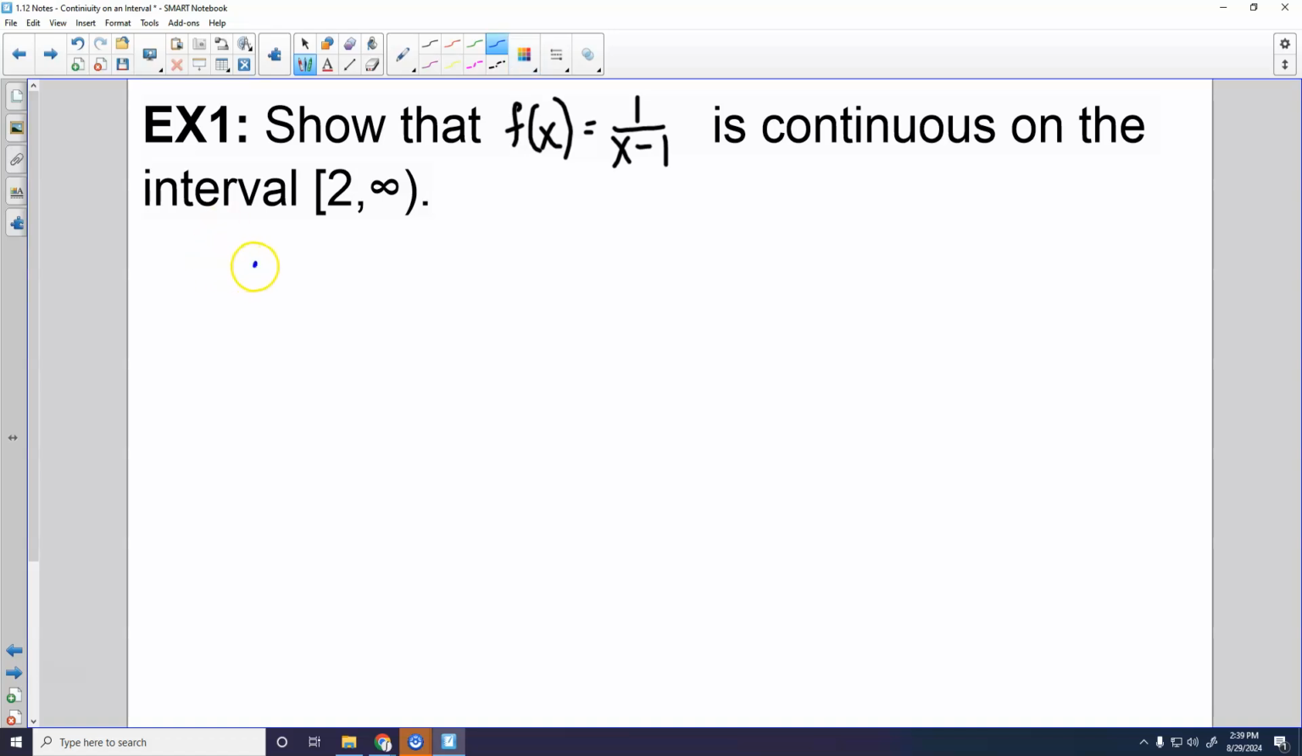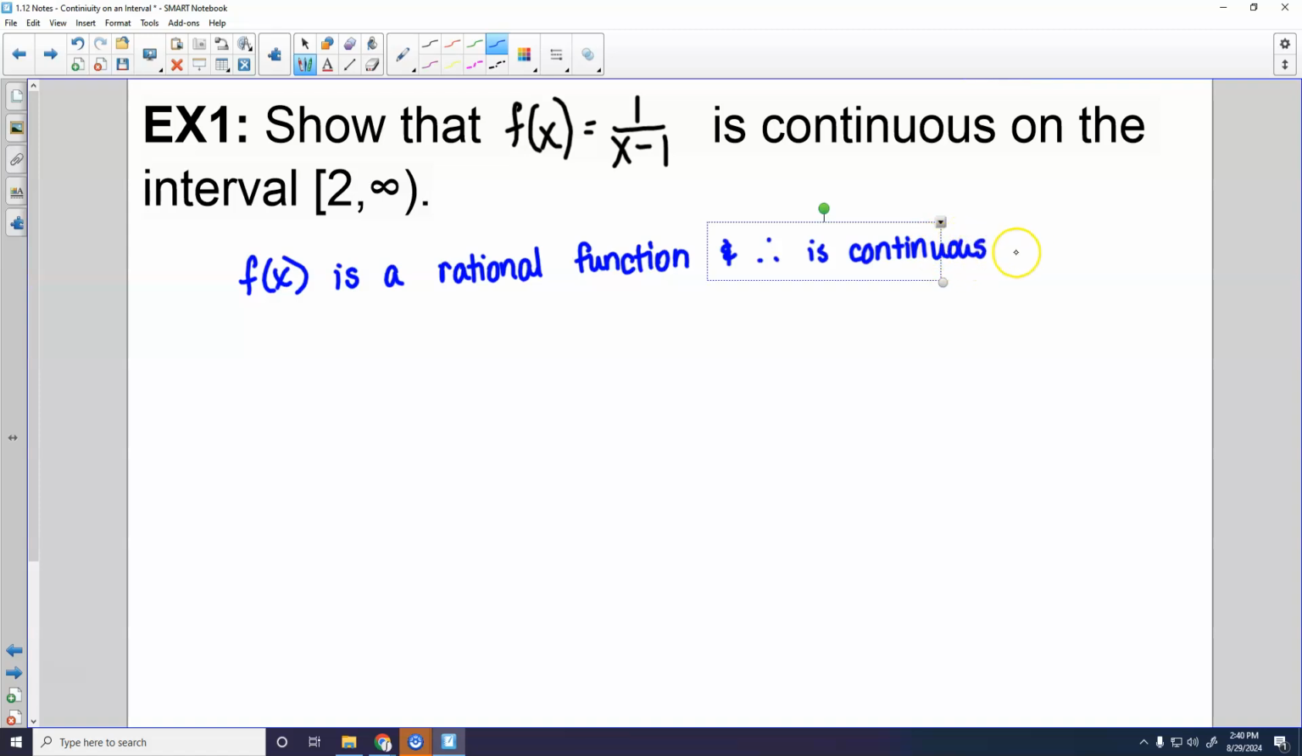So we would say that f of x is a rational function and therefore is continuous at all points except x equals 1.